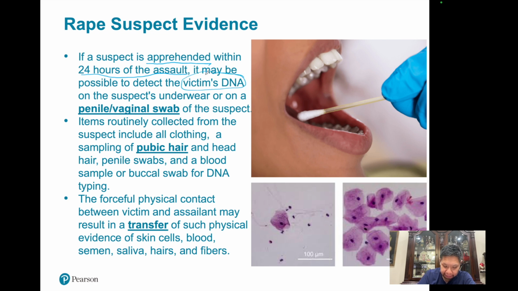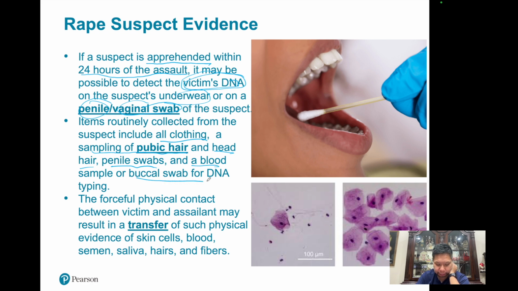Because we really want to see if we have any of the victim's DNA on the suspect's underwear, or even on a penile swab, a swab of the suspect's penis, or the vaginal swab of the suspect, because females can also rape or sexually assault males, right? We also collect from the suspect all the clothing they were wearing during the assault and a sampling of their pubic hair and head hair. Again, penile swabs or vaginal swabs, depending on the sex of the suspect.